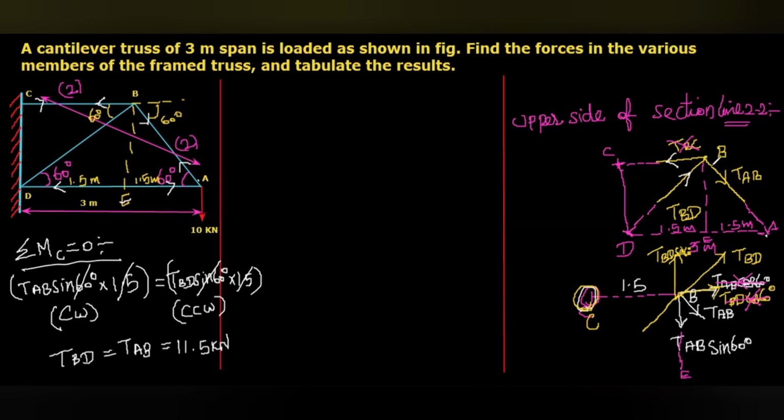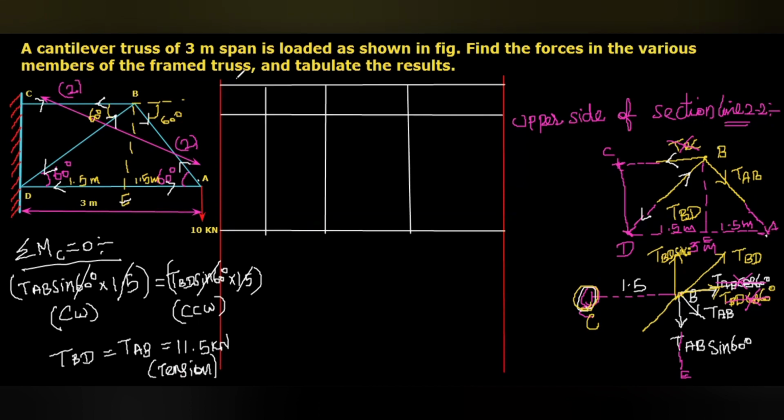And for the point B, it is inward. For point D also, it will be inward, like this. So we can say that it will be tensile in nature. So all the required forces we calculated. So now we are going to do the force table, finally.